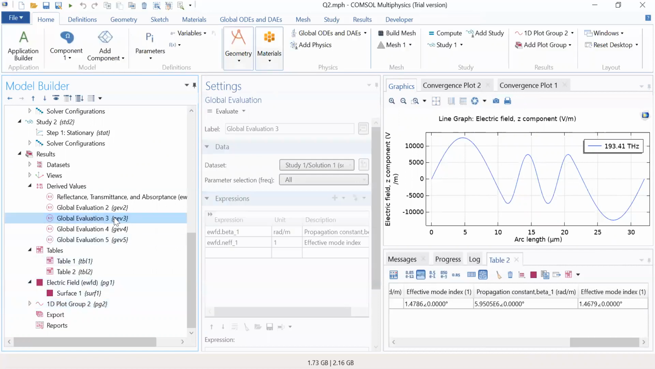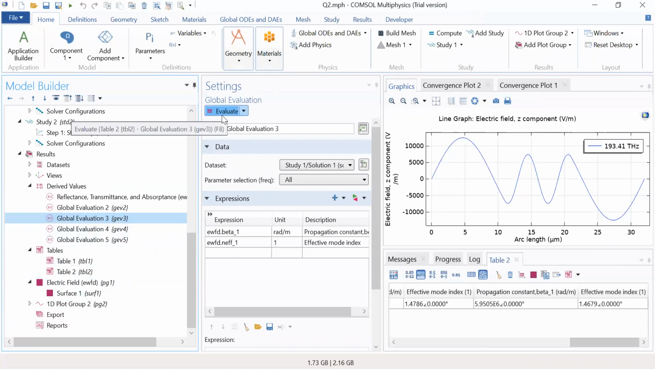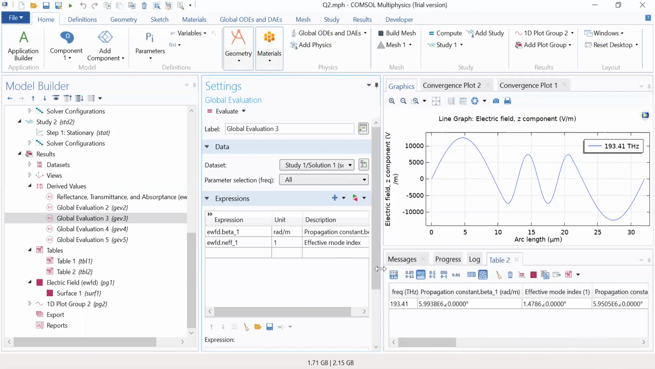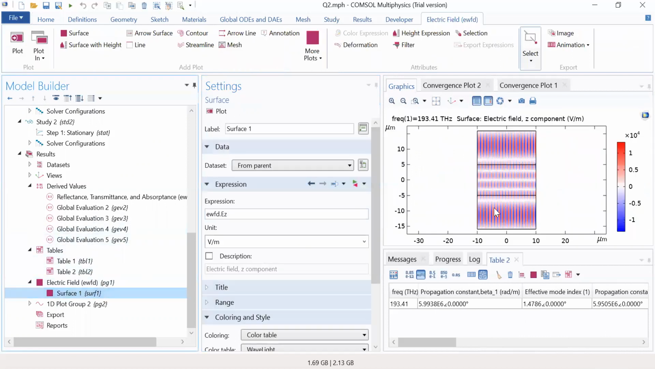Now we are calculating the mode value using the same procedure. The value for this is 5.90. Earlier it was 5.95, so you can see a huge amount of change. So we have analyzed how the energy changes. This is how this symmetric waveguide works.